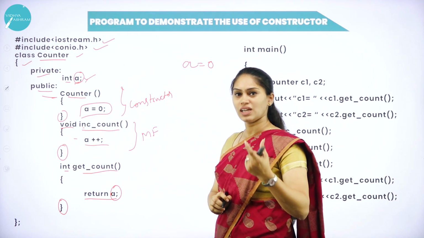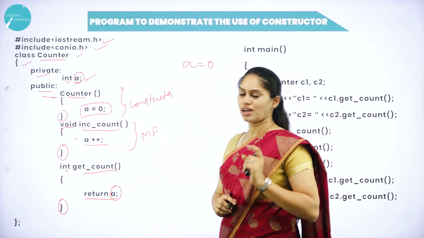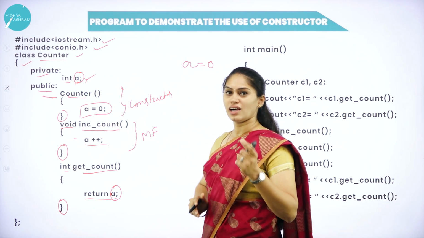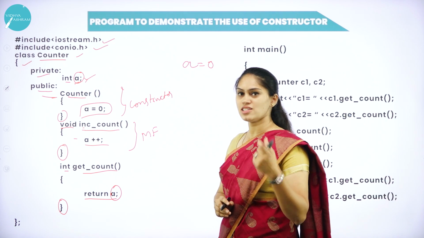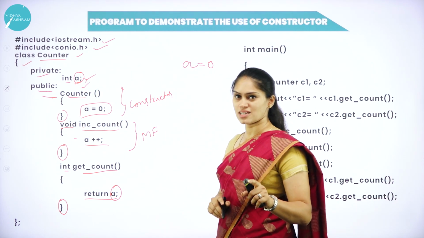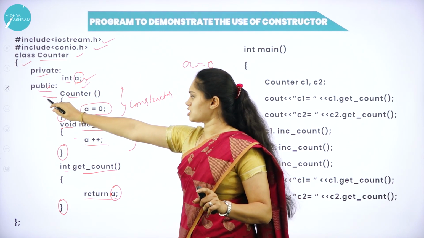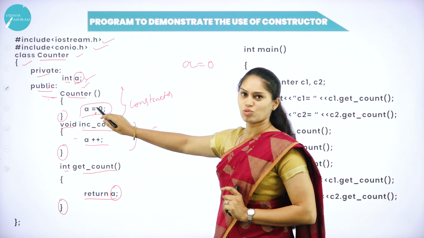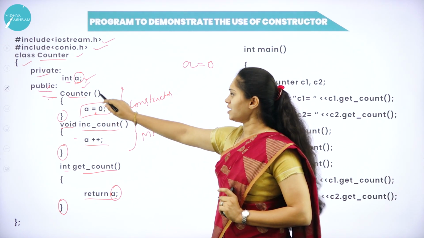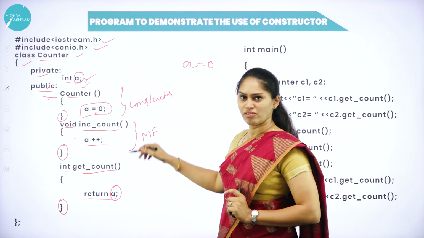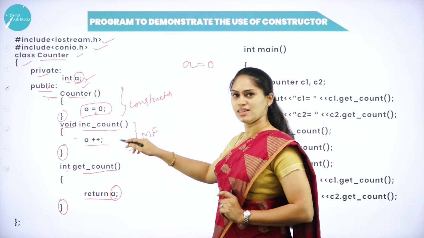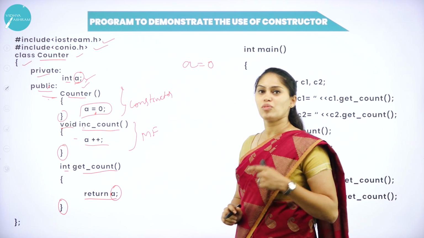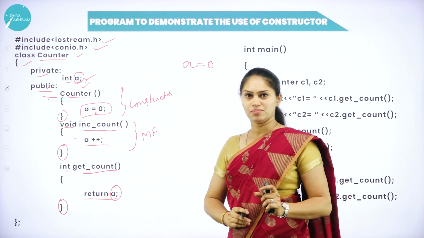Constructors are mainly used to initialize the data variables of a class. So here I have a class that is counter. This counter is nothing but a constructor. It has the same name as the class, so I can call this counter a constructor. It must come under public and it has no return type, and it is mainly used to initialize the data variable of a class. What I am doing here is initializing the value for that data variable, and I have two more member functions: increment count, where I am going to increment the value of A by 1, and get count, where I am going to get the value of A.